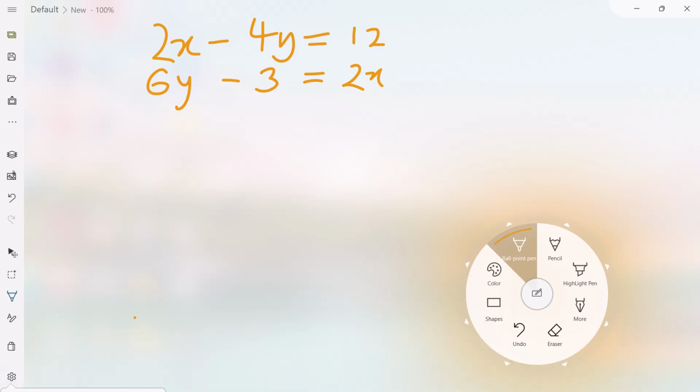Simultaneous equation using elimination method. First off, I'm going to rearrange this second equation. Let's call this equation 1 and this equation 2. So equation 2 is not well arranged, so I'm going to rearrange it. So I will have 2x minus 4y is equal to 12.